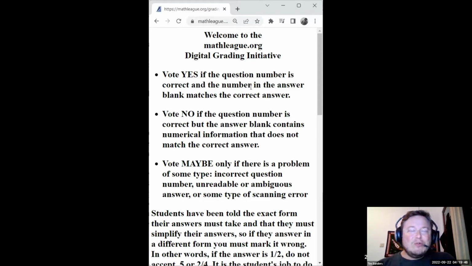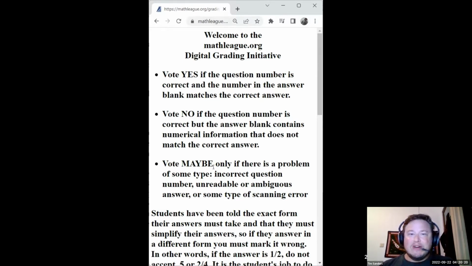All right, so for tests that are not number sense tests, you're going to have three options for each question. You pick yes if the question number is correct and the number in the answer blank matches the correct answer. I'll show you what that means when we get to the actual grading. You click no if you don't have an exact match. Now, almost every single problem is going to be either a yes or no. The only time you would click maybe is if there's some sort of mistake in the system.